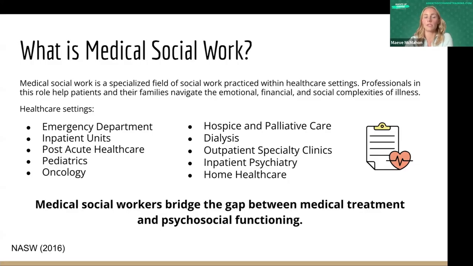Here is a list of some of the places where you might find a medical social worker, but it's definitely not exhaustive. The emergency room, inpatient units, like I was talking about my experience before. There's a variety of different inpatient units: neurology, cardiology, oncology, and a psych unit. So there's a lot of different specialties within that. Pediatrics, outpatient or inpatient oncology, hospice and palliative care, dialysis, outpatient specialty clinics, inpatient psychiatry, home health care. Like I said, there's a variety of these places.